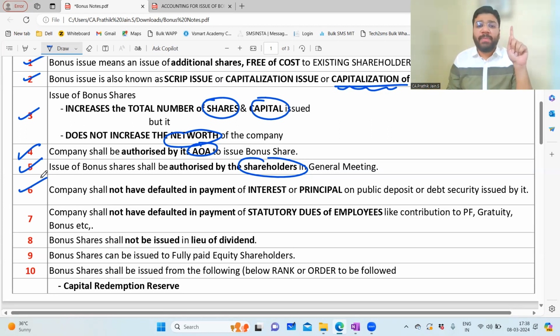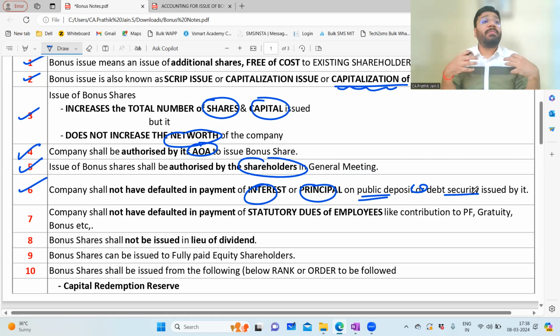Then, once you get authorization from the AOA and the shareholders, and before you go ahead with the issue of bonus shares, you have to check whether you have defaulted on any payments or not. There are two types of payments which you should not have defaulted. One is the payment of interest or the principal on the public deposit or the debt securities issued by the company. In other words, the company has done some borrowing, taking money as a loan from the public, that is called a public deposit, issuing debentures to the public, or a bank loan.